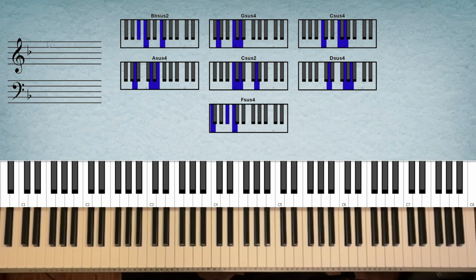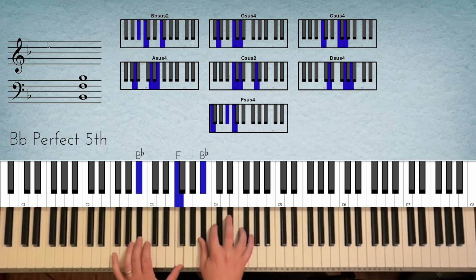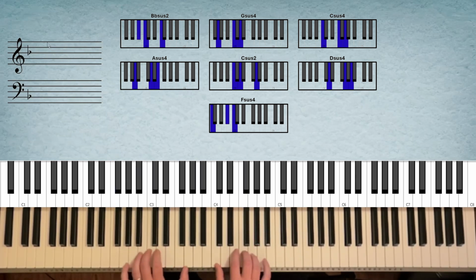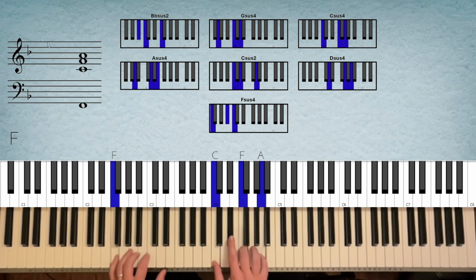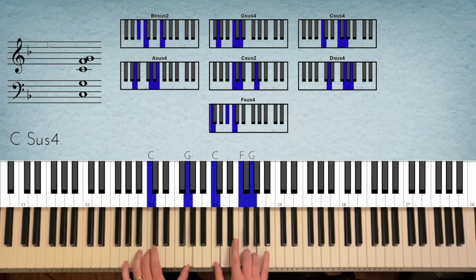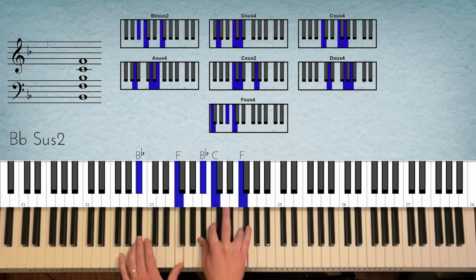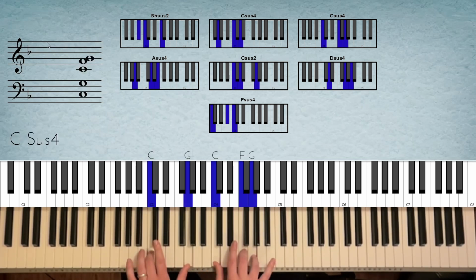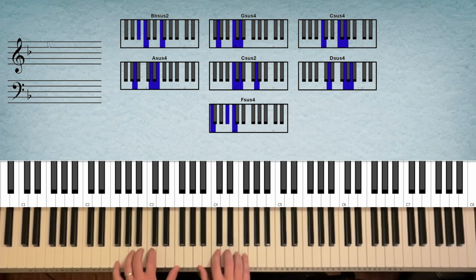So we're in the key of F still. Let's see if you recognize this song. So that's Free Fallin', and it's got B flat sus2, it's got C sus4. It's in the key of F. Right?